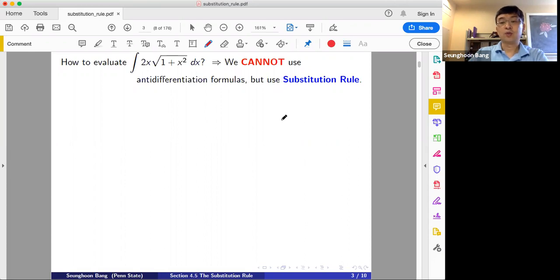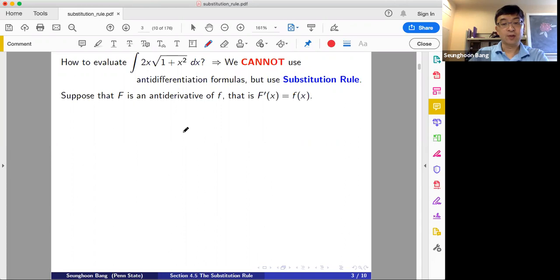So we can use the substitution rule. That's today's title. Suppose that capital F is an antiderivative of little f. What does it mean? Capital F prime of x is little f of x. This is the definition of antiderivative. So we think about the derivative of a composite function, capital F of g of x, prime. You can use the chain rule: the outer function prime, capital F prime of the inner function g of x, times the inner function prime. Capital F prime is little f, so we have this.